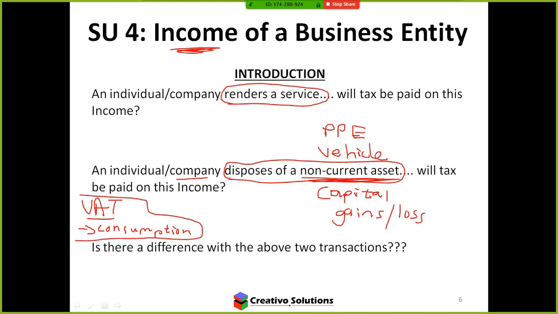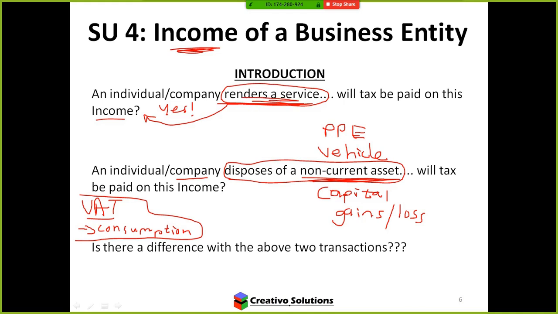Something else to consider: not only do you have to look at residency, if you're rendering a service, is that income? Yes, it is. But we now need to determine where the income is. Is the income abroad or at home? Is it local or international? What is the residency in terms of non-resident or resident? That's something to consider when looking at whether something is income.